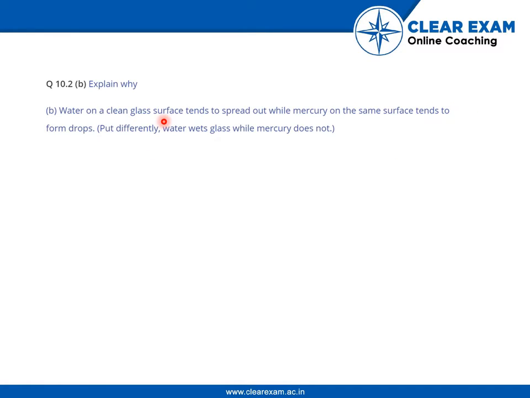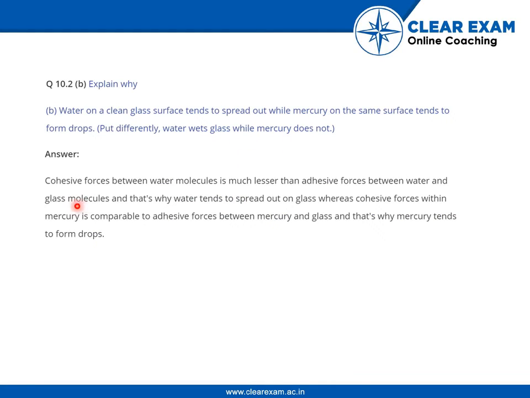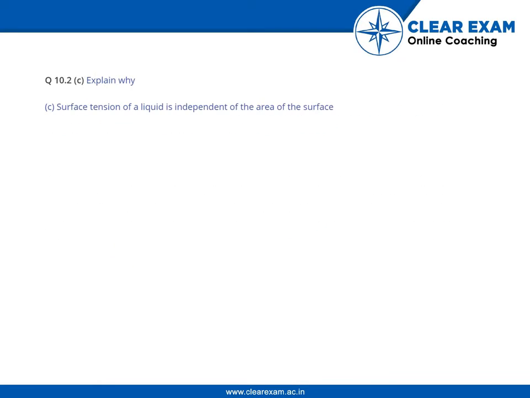Explain why water on a clean glass surface tends to spread out while mercury on the same surface tends to form drops. Put differently, water wets glass while mercury does not. Cohesive forces between water molecules are much lesser than adhesive forces between water and glass molecules, and that's why water tends to spread out on glass, whereas cohesive forces within mercury are comparable to adhesive forces between mercury and glass, and that's why mercury tends to form drops.